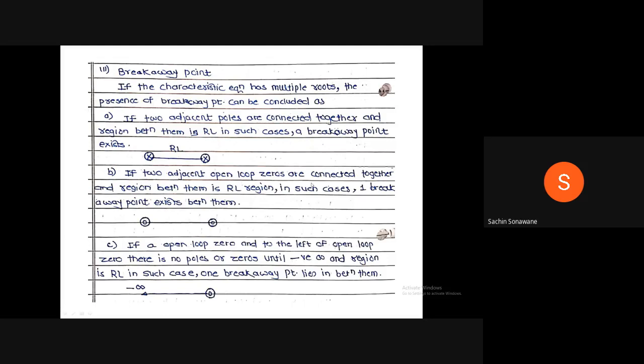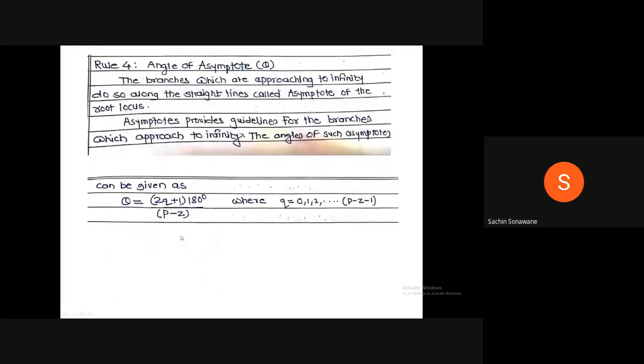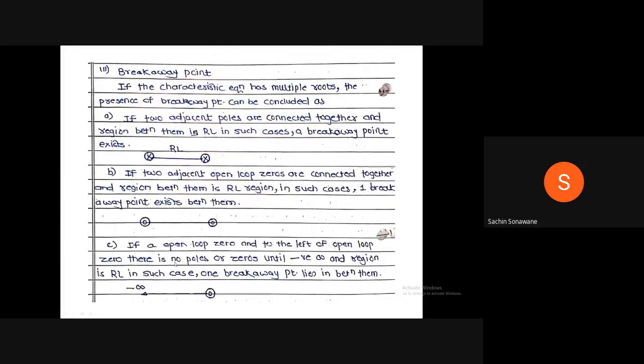If two adjacent open loop zeros are connected together and the region between them is root locus, in such cases, one breakaway point exists between them. Therefore, when two zeros are directly connected with each other and the root locus region exists, their breakaway point will exist. If there is one open loop zero to the left of which there are no poles or zeros on the negative axis and the region is root locus, the breakaway point lies in them.